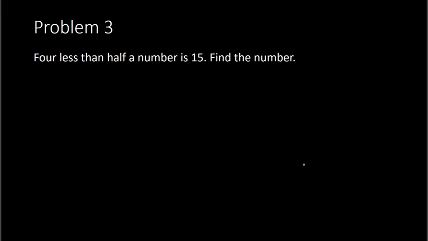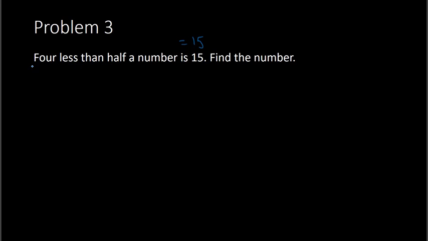Problem 3 hopefully is a little bit easier to set up for you. Here we have 4 less than half a number is 15. And the question is to find the number. So to set up this equation, we simply take word for word what is stated and then convert this into math notation. So the word is means equals, and then 15 would be 15. So something equals 15.